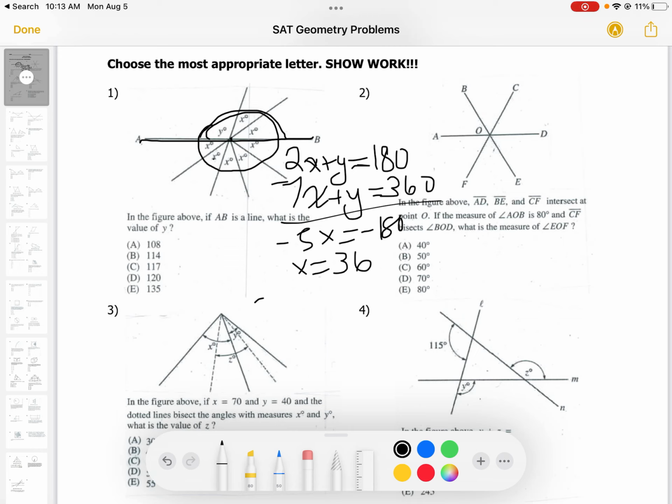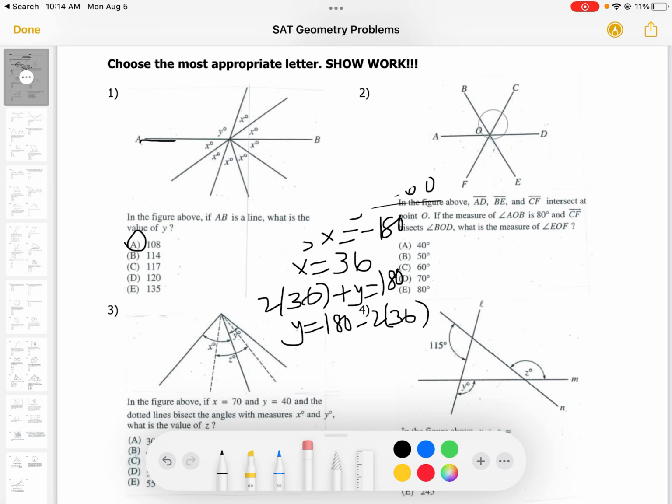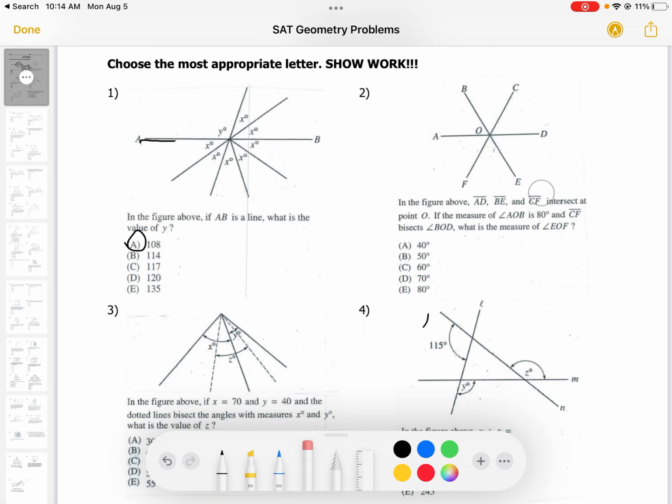So then what would y be? Well, 2 times x, which is 36, plus y is 180. That means y equals 180 minus 2 times 36, or 108. That's our answer. Let's erase this work and go to question 2.